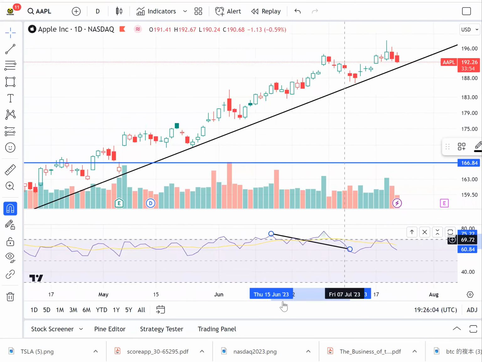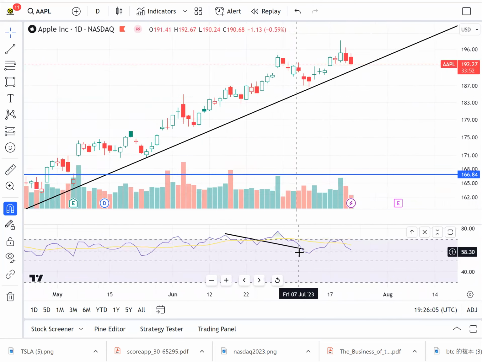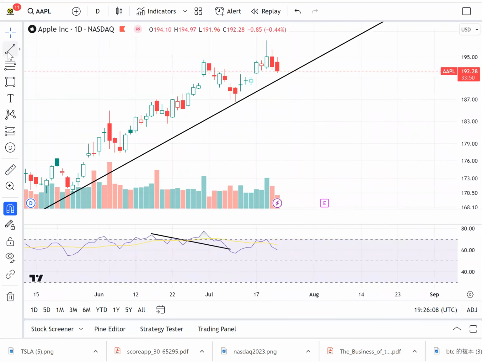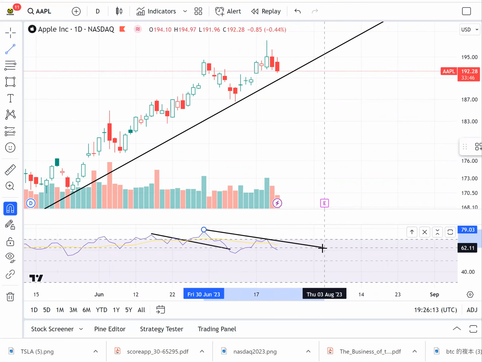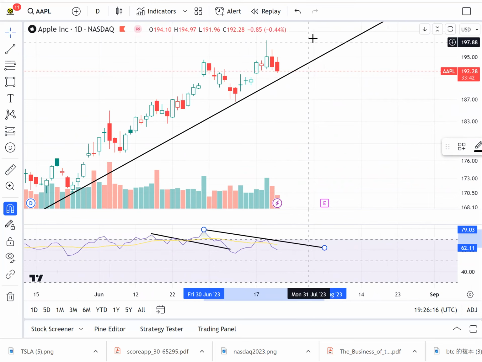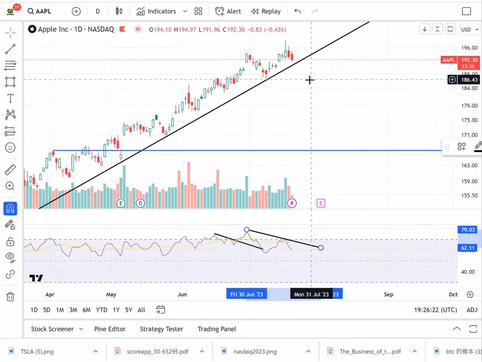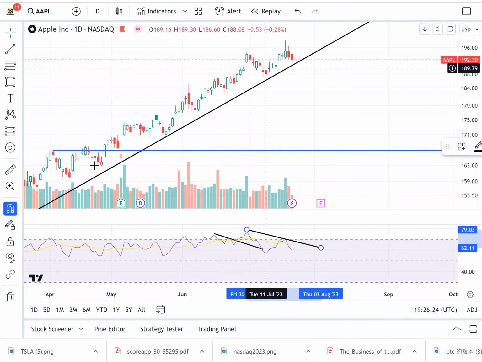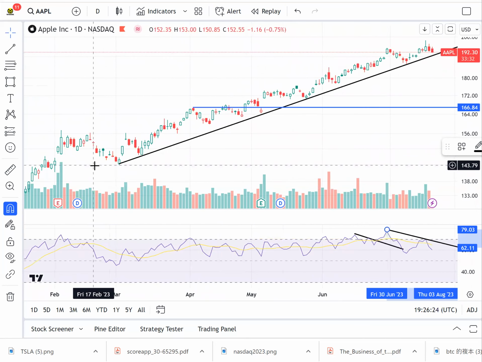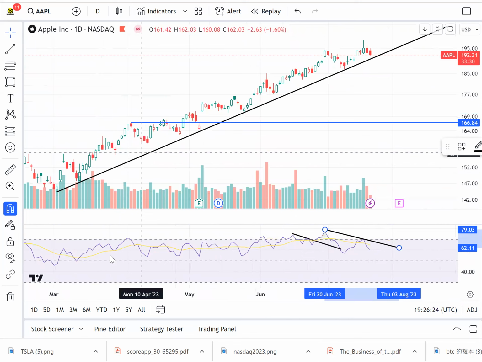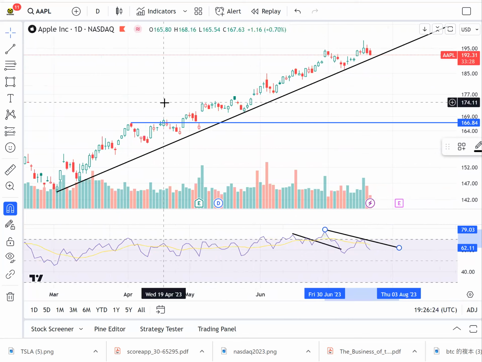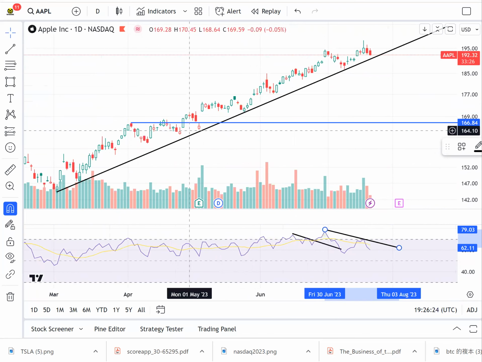So now let's see how it goes, because right now we have one divergence and you need to wait for it to go above this line, and then wait for another starting point, I would call it. This is the analysis for Apple. For long-term investors, this is still no problem. This analysis is just for short-term traders.